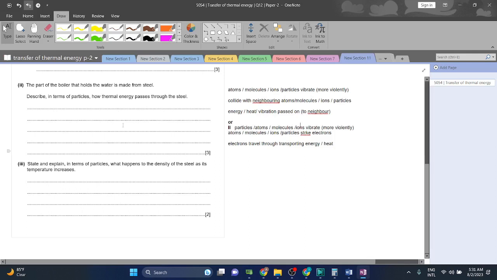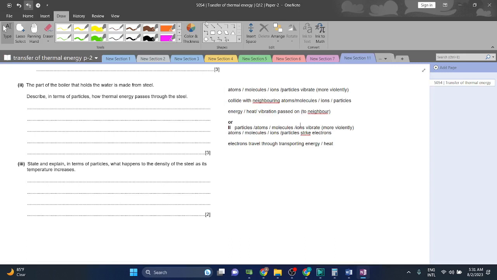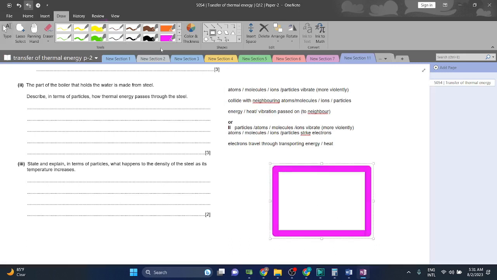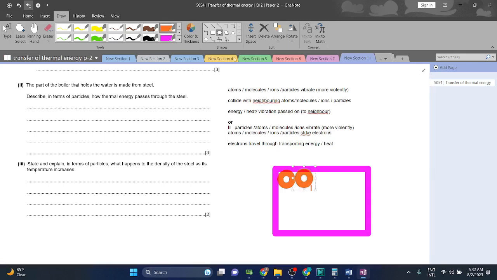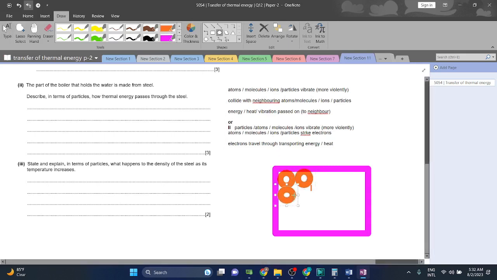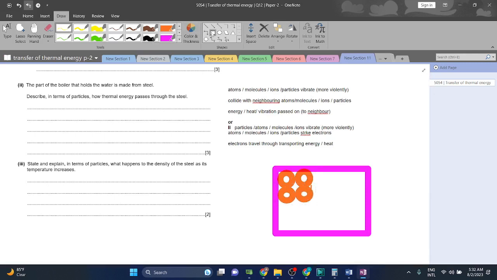State and explain in terms of particle what happens to the density of the steel as its temperature is increased. अच्छा, अब this is a repeated phenomenon, मैं आपको कोई 150 दफा बता दिए, but still I'm gonna repeat it once again for you guys. अच्छा, for example, these are the particles. ये पार्टिकल्स हैं. दो और बना लेते हैं ऐसे और इसके बाद एक और ऐसे. ठीक है ना? These are the particles.